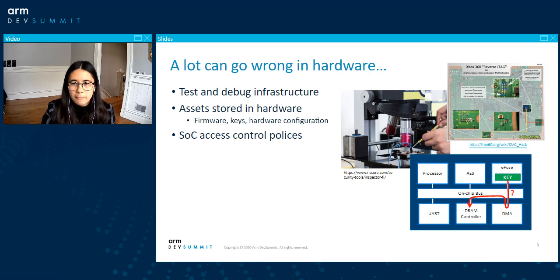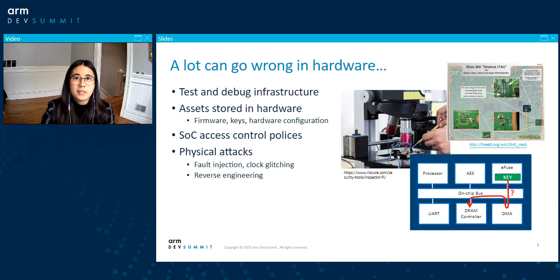For example, in the block diagram on the bottom of the slide, which shows a fairly generic SoC design, we can see that the DMA controller has access to the fuse keys. But what might not be so obvious is that any component that has access to the DMA controller also has access to the fuse keys. This is just an example of a mistake that can be made when deriving access control policies for the SoC.